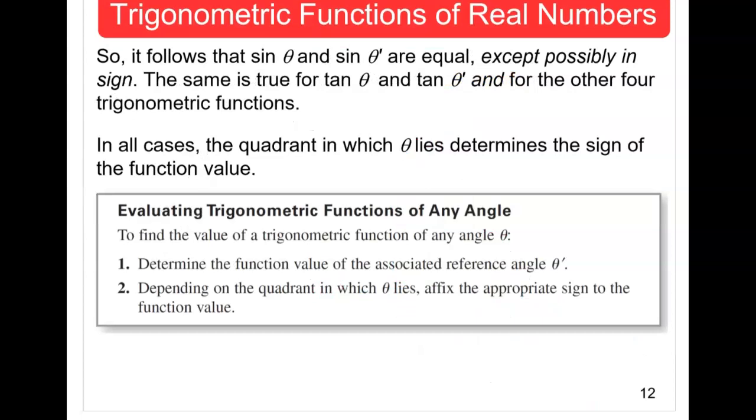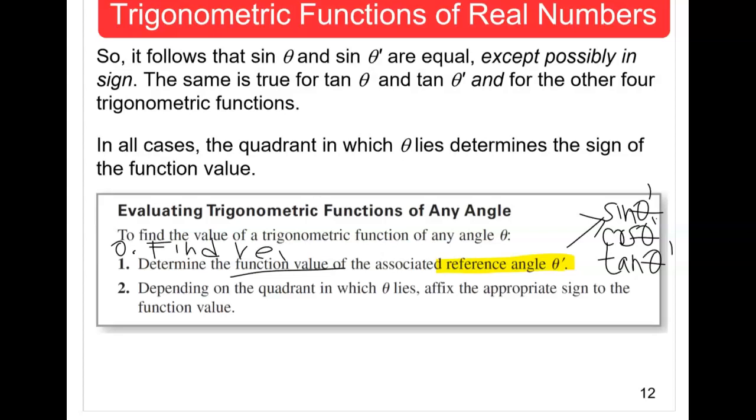This next slide just reaffirms what we discussed on the previous one. And so the steps to evaluate trigonometric functions of any angle: number one, determine the function value of the associated reference angle. I would say probably find the reference angle first, and then you determine the function values for that reference angle. So what we mean by that is you will find sine of theta prime, cosine of theta prime of the reference angle, and we will do an example in a minute, and the tangent of theta prime. That is what they mean by the function values. So, let's say step 0 is find the reference angle first.